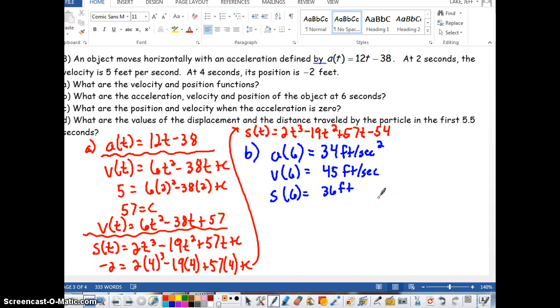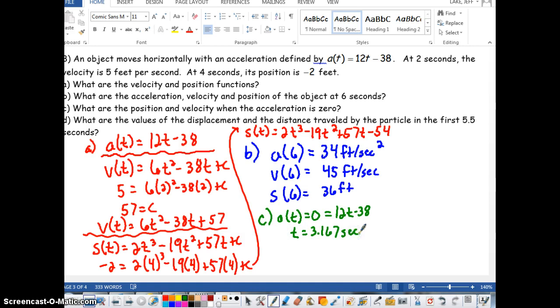All right, then part C says what are the position and velocity when acceleration is equal to 0. For this one, you're going to set the acceleration equal to 0. So it's A of t equals 0. It doesn't tell you the time is 0. It says literally the acceleration is, which means equals 0. So you set that equal to 0, so that's just your 12t minus 38. You add the 38, divide by 12, and you get your time there to be 3.167.